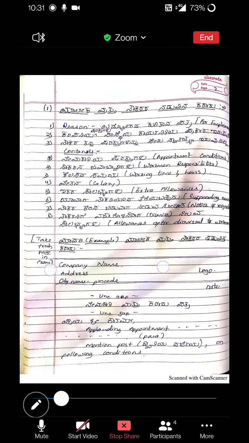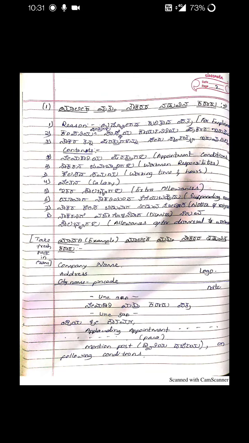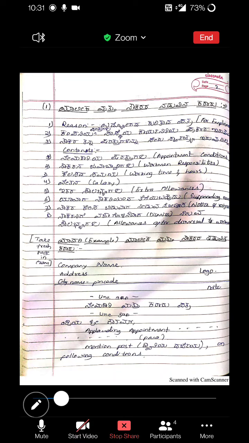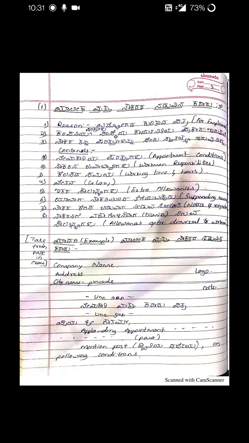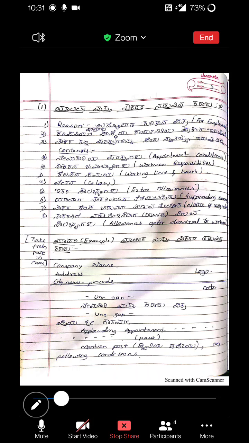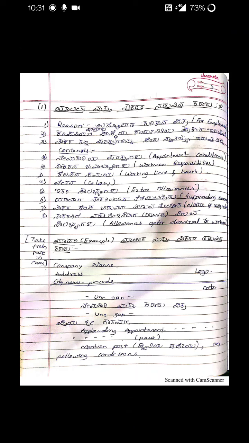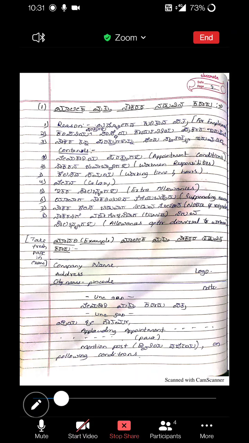Contents. What does this letter contain? Appointment conditions, workman responsibilities, working time and hours, salary, extra allowances, suspending reason, notice of resignation when the employee leaves the job, and allowances after dismissal to workmen. These are the contents that should be contained in this letter.